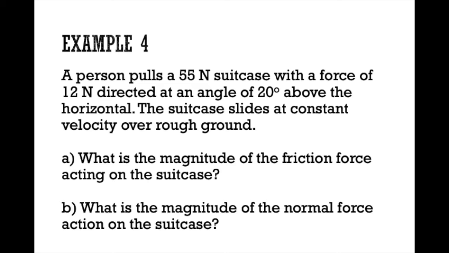Example 4. A 55 newton suitcase is pulled with a force of 12 newtons directed at an angle of 20 degrees above the horizontal. The suitcase slides at a constant velocity over rough ground. A, what is the magnitude of the friction force acting on the suitcase? And B, what is the magnitude of the normal force acting on the suitcase?